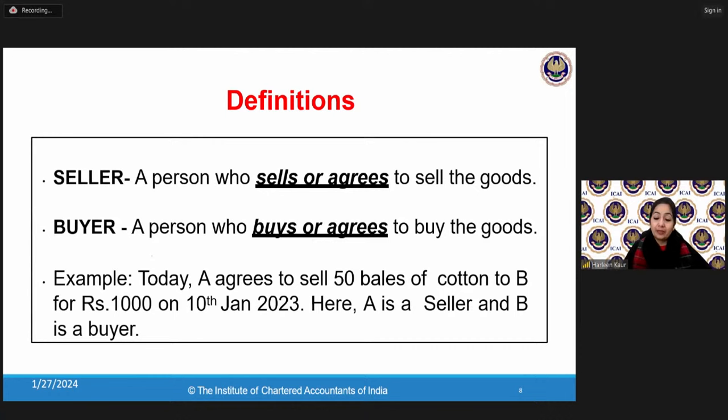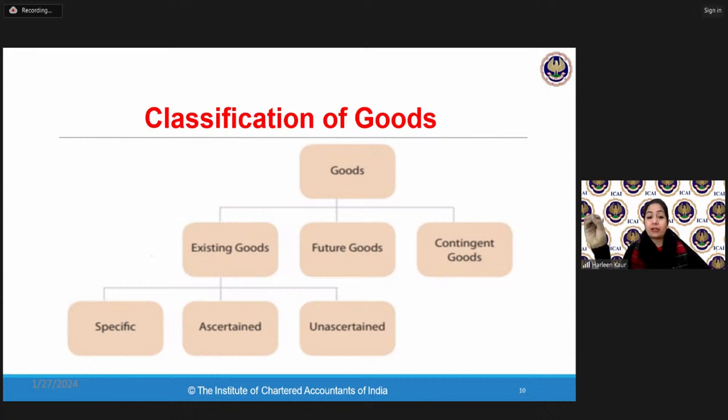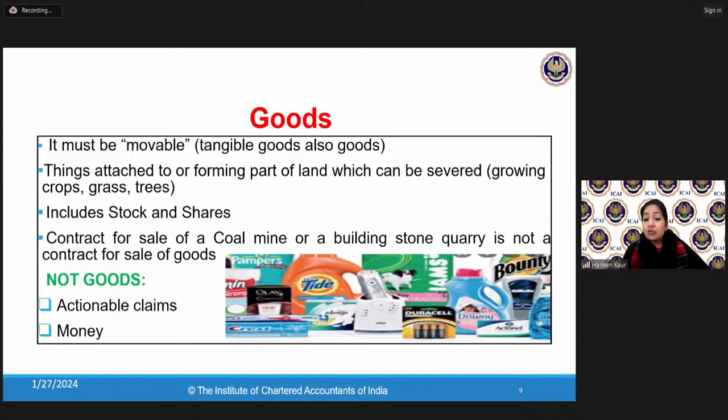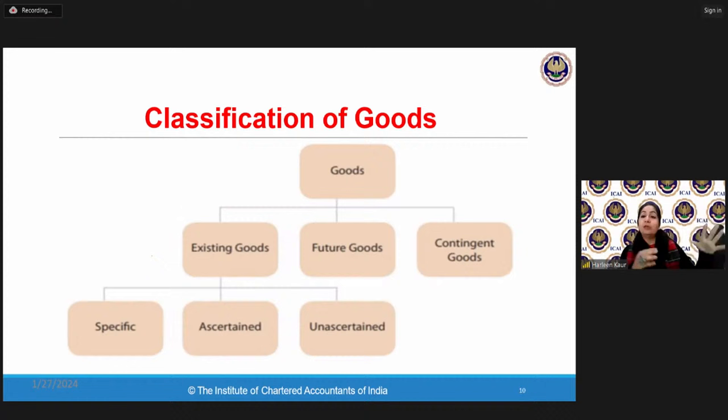So classification of goods. Goods are further divided into three categories: existing goods, future goods, contingent goods. Existing goods means goods which I have with me, like what you see with the shopkeeper: Tide, Pampers, Bounty, Duracell, all these kinds of goods are available in the market. You go and pick up one, I want a bottle of Tide, which is available in your shop, you purchase it and you pay for it. Existing goods are those you already see in the shop, which are available, and you purchase.